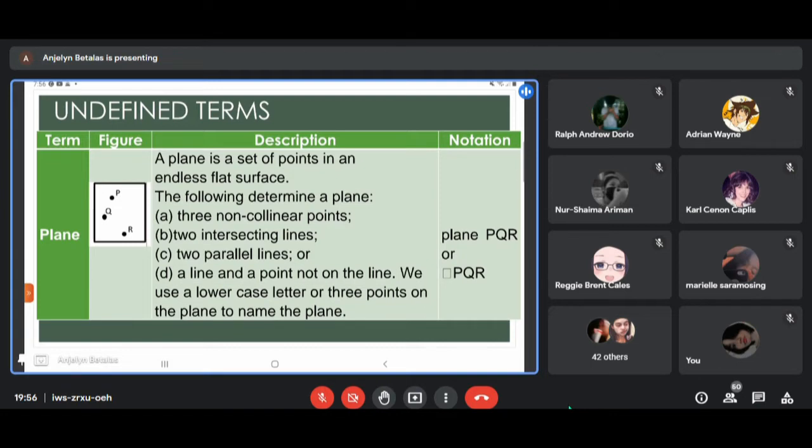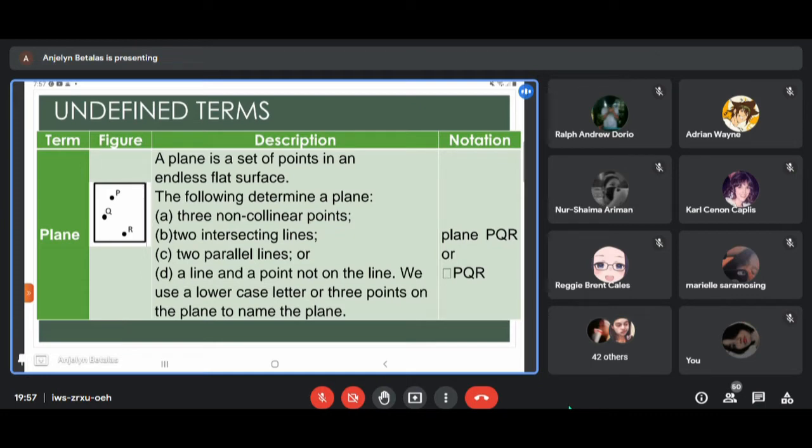Two intersecting lines also determine a plane. Two parallel lines, or a line and a point not on the line. A line, and another point. That point is not on the given line.